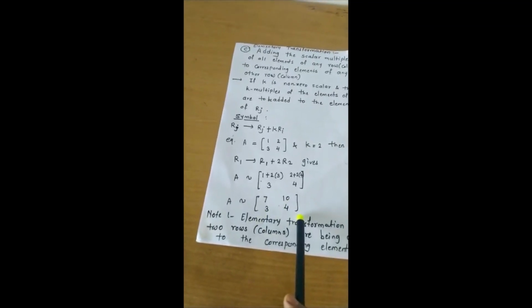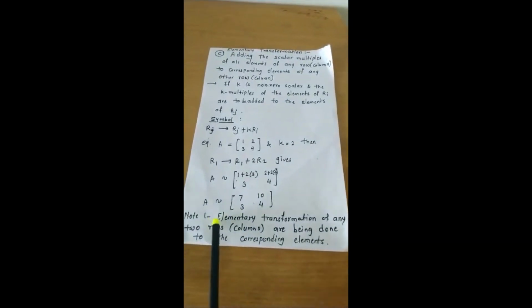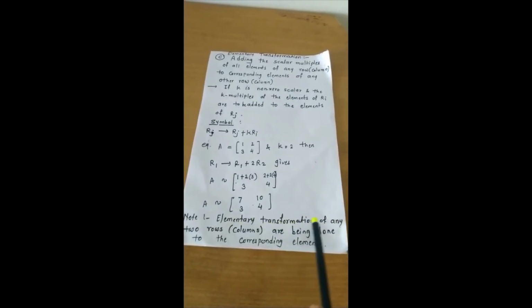So students, here note that elementary transformation of any two rows or columns is done on the corresponding elements. So students, today we have covered the first topic, elementary transformation.